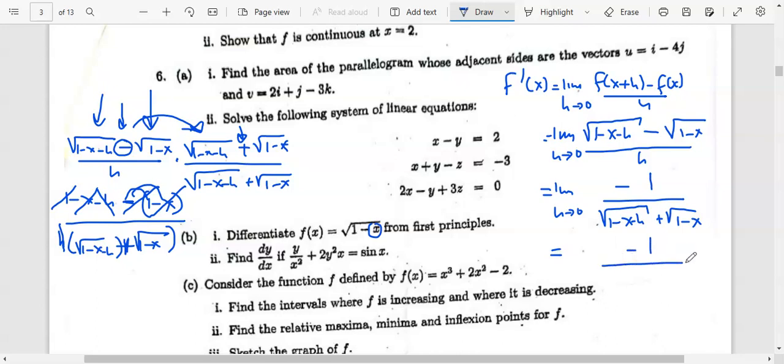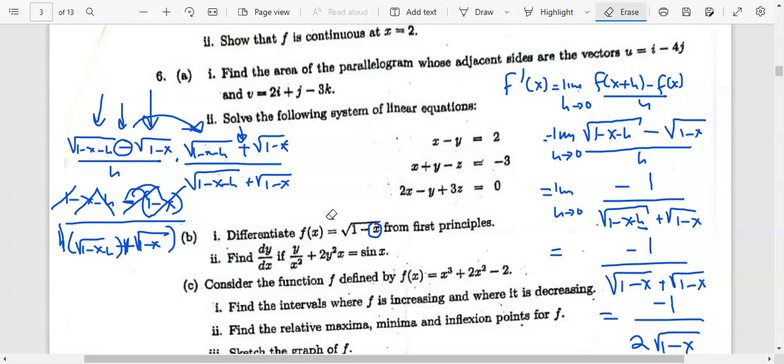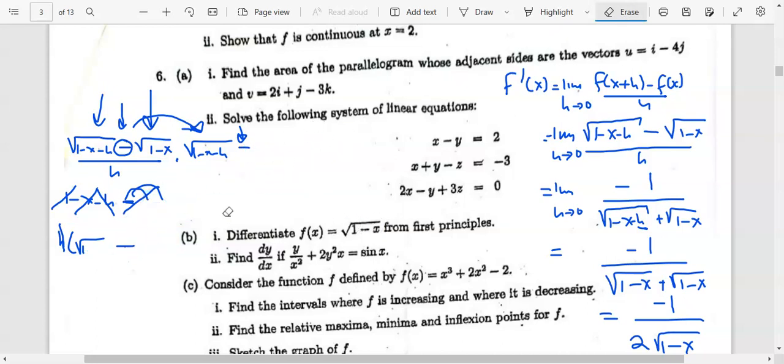Now from here, substitute where there is h. That will be negative 1 divided by square root of 1 minus x, where there is h, I've put a 0, and then plus square root of 1 minus x. Square root of 1 minus x plus square root of 1 minus x will give us 2 square root of 1 minus x. So this is the derivative for square root of 1 minus x.